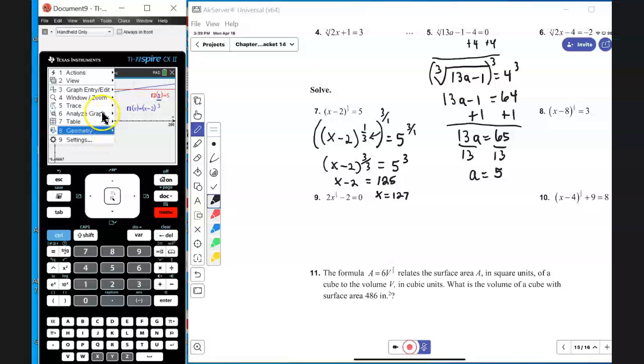Menu. Analyze graph. Intersection. Left side, right side. And when x is 127, it's going to be 5. So our answer was correct.